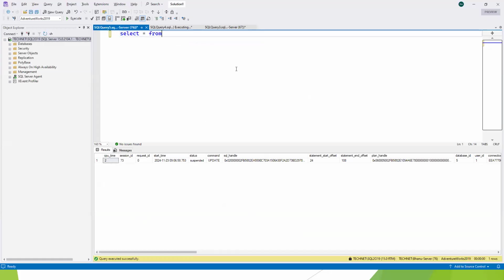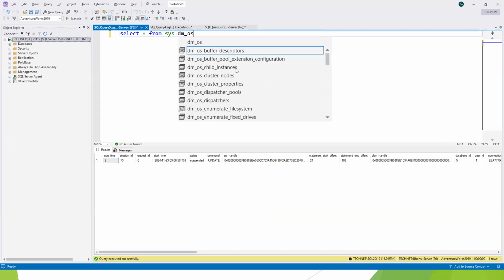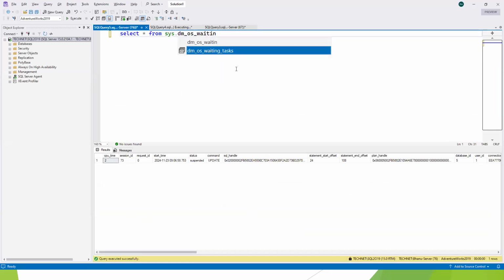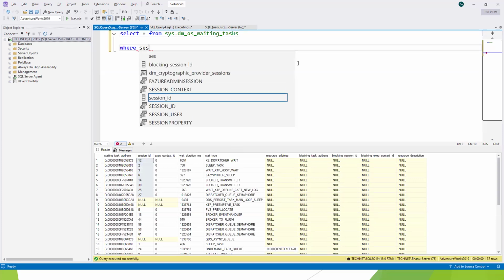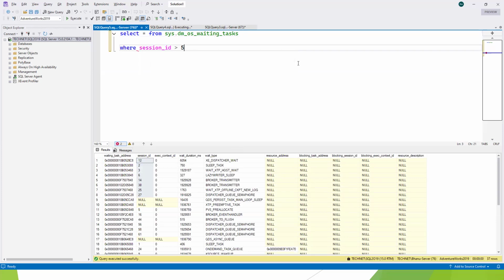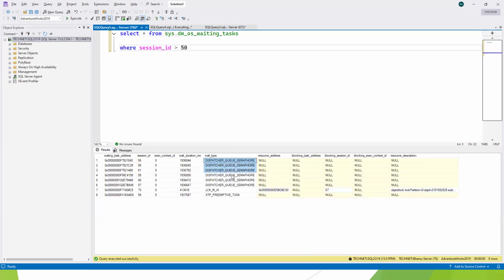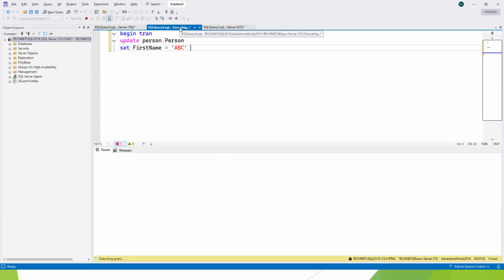select star from sys.dm_os_waiting_tasks. This DMV tells how many threads are currently waiting, the waiting tasks, right? So currently waiting for some resources. Again, there will be a number of background tasks, I don't worry about that. If I take that, select session ID greater than 50, right? Whatever it is, if you see here, whatever thread which is there, this 73 thread.